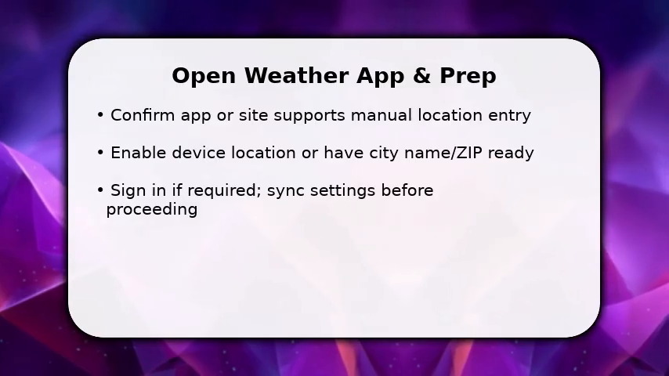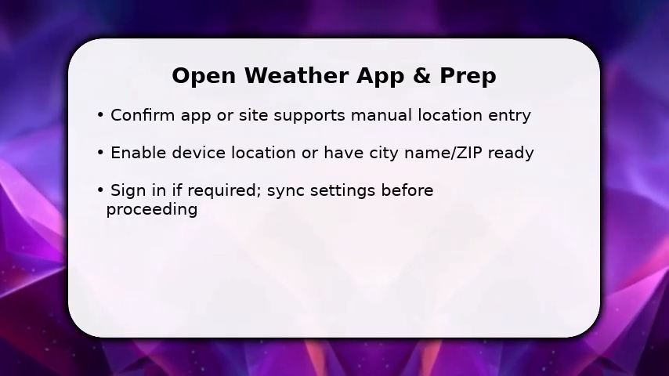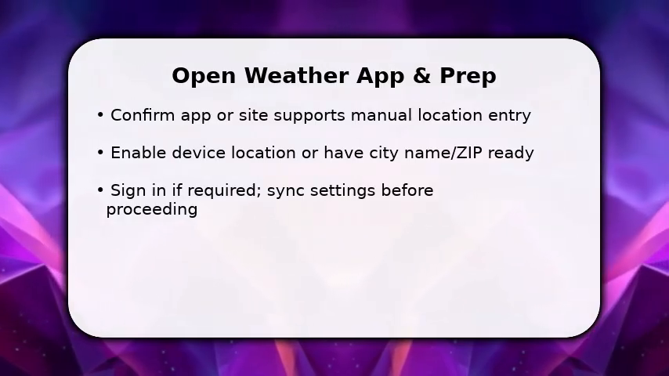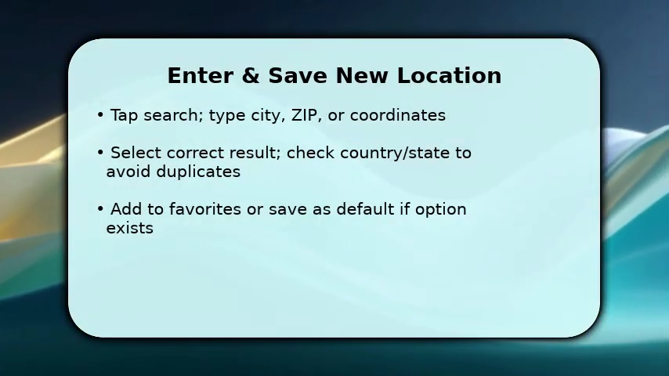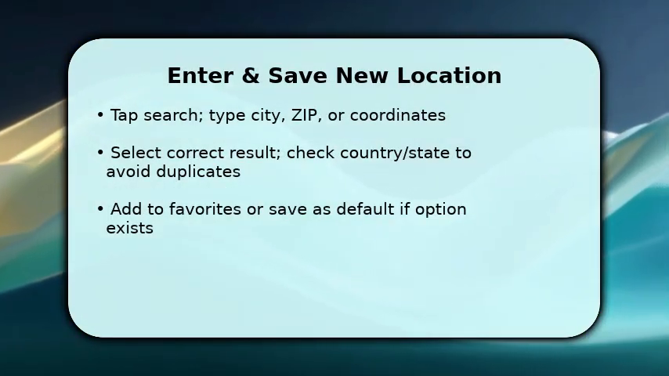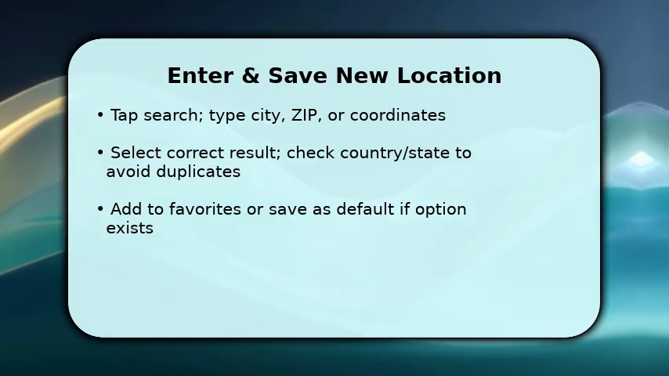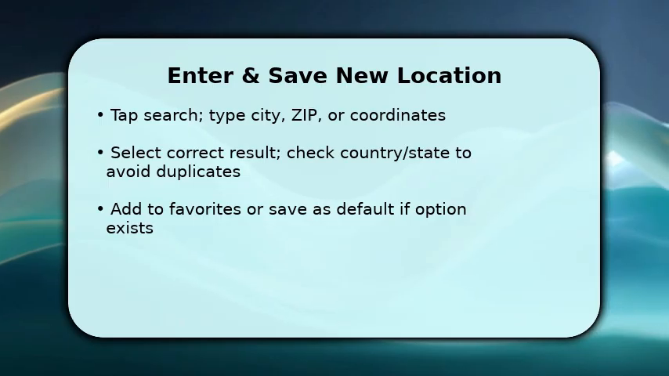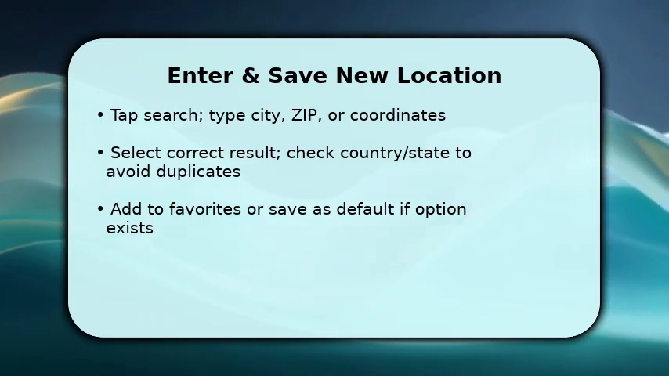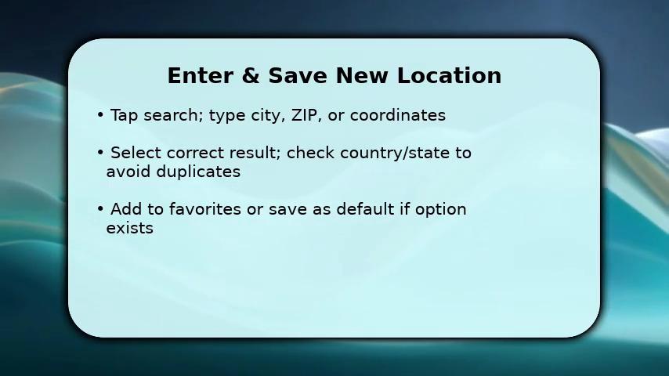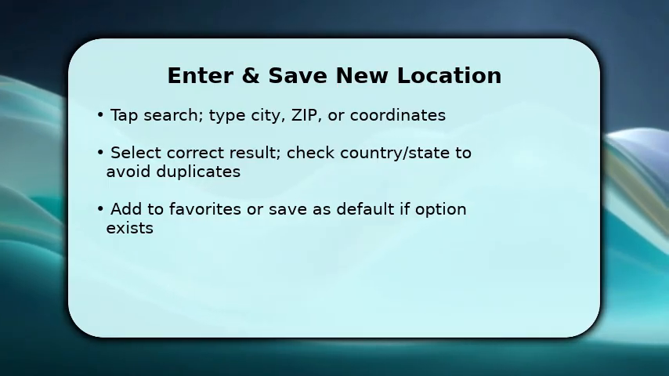Now you're ready to enter a new weather location manually and override the default detection. You type the target city, zip, or precise coordinates into the search bar and tap the matching result. Make sure the country and state match to avoid similar names. Once selected, choose Add, Save, or Make Default. This ensures the app prioritizes that location for forecasts.